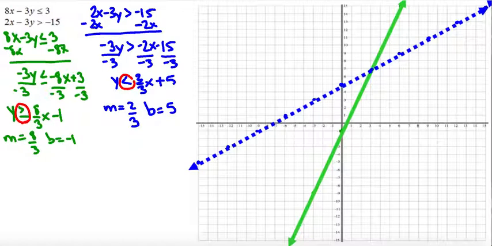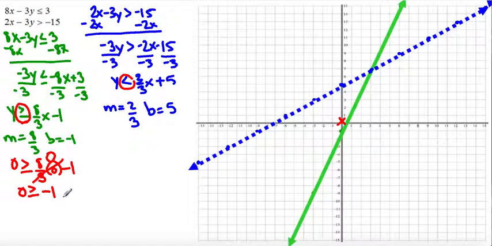Alright, and then to figure out the shading, I need to test my 0, 0 point. So let's go back to the green line. I'm testing the origin, the 0, 0 point, to see if I shade to the left of the green line or to the right of the green line. So I plug in 0 is greater than or equal to 8/3 times 0 minus 1. So 0 is greater than or equal to 8/3 times 0 is just 0. 0 minus 1 is negative 1, and 0 is greater than negative 1, so I have to shade everything to the left of the green line.